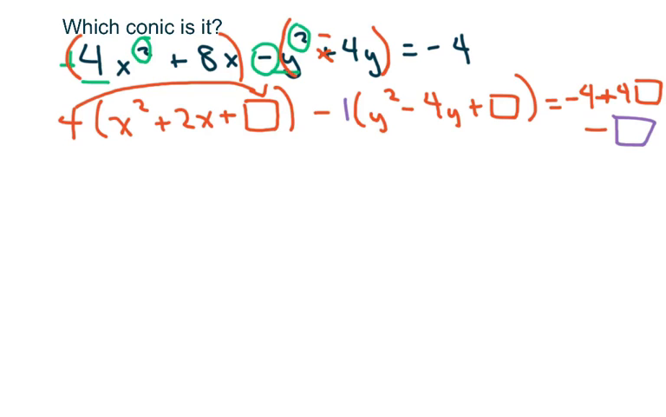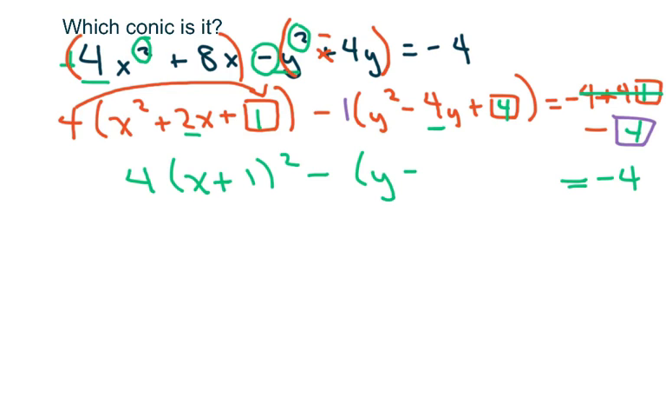So let's complete the square. Half of 2 is 1, squared is 1. Half of 4 is 2, squared is 4. So you can put a 1 here and a 4 here. Basically on this side, these two cancel and you're going to get negative 4. I'm going to fix this up here. I'm going to write x plus half of 2, which is 1, squared. These are my perfect square trinomials. y minus half of 4, which is 2, squared, equals, let me clean this up, equals negative 4.